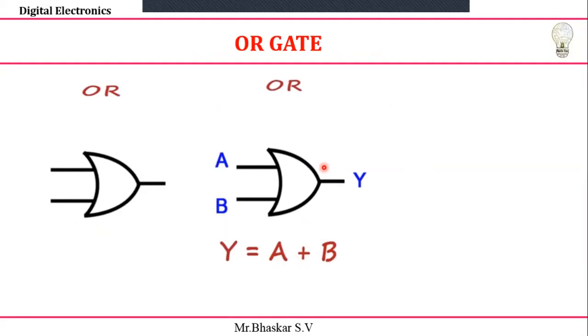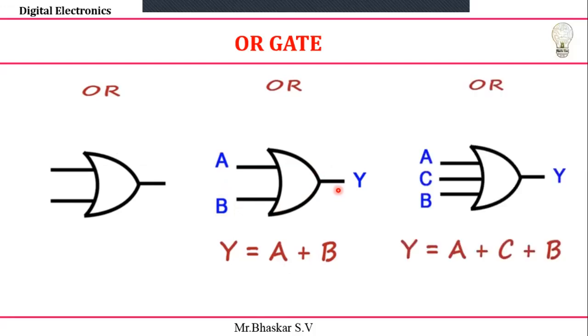If you're looking at many inputs, this one is only for 2 inputs and 1 output. So let's look at many inputs. Here I'm going to take A, B, C as my inputs and y as my output. It is a 3 input OR gate. So here y is equal to A + B + C, in these combinations.